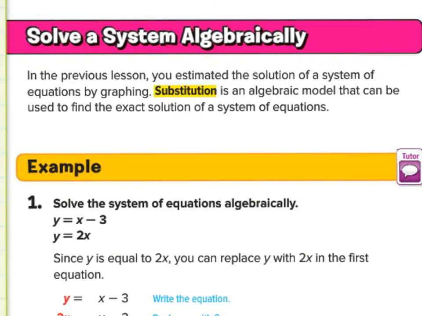So the main point of this lesson is to solve a system of equations algebraically, right? Solve a system algebraically. In the previous lesson, you estimated the solution of a system of equations by graphing. Substitution is an algebraic model that can be used to find the exact solution of a system of equations. Let's take a look at what that means.